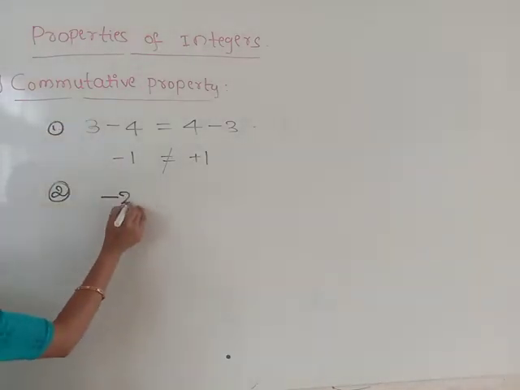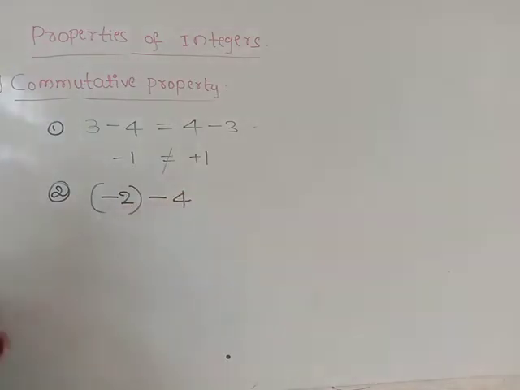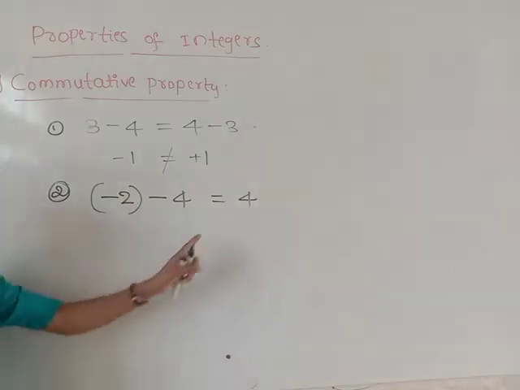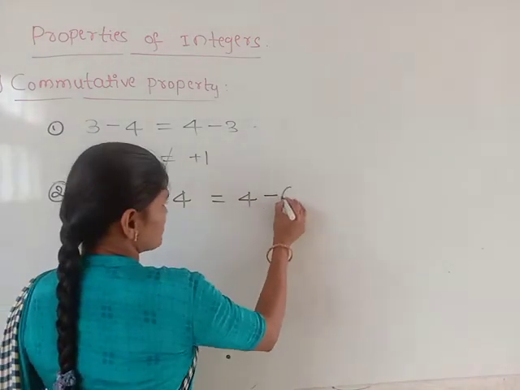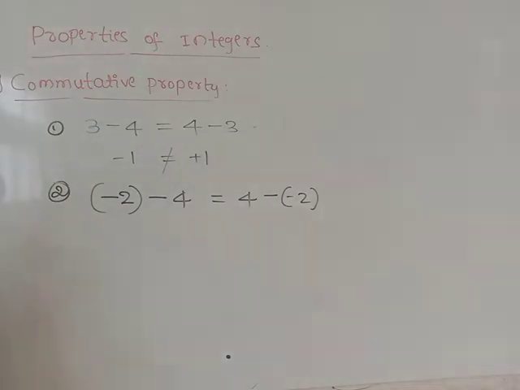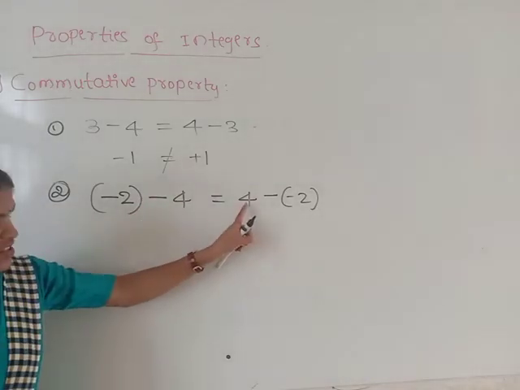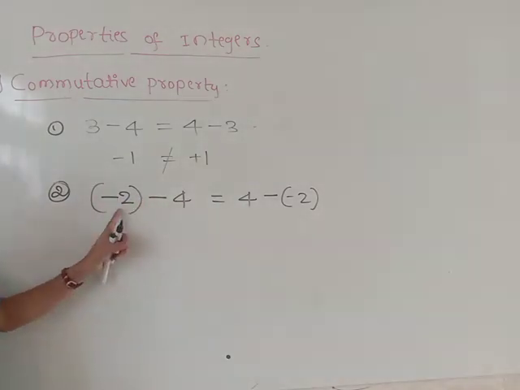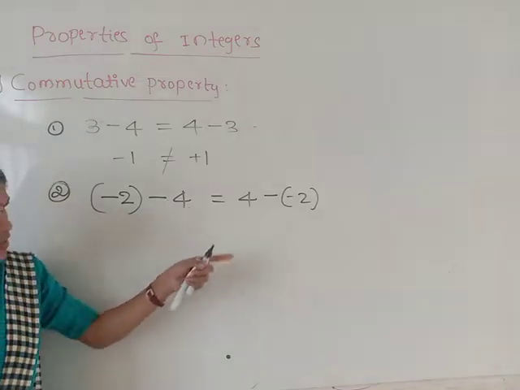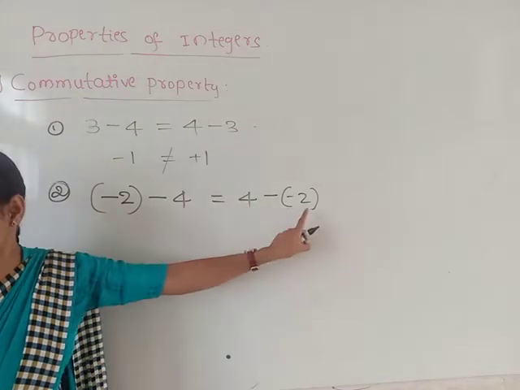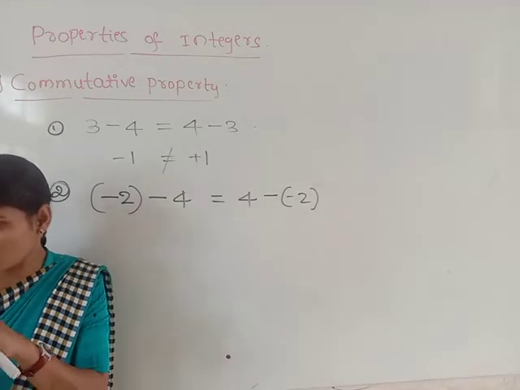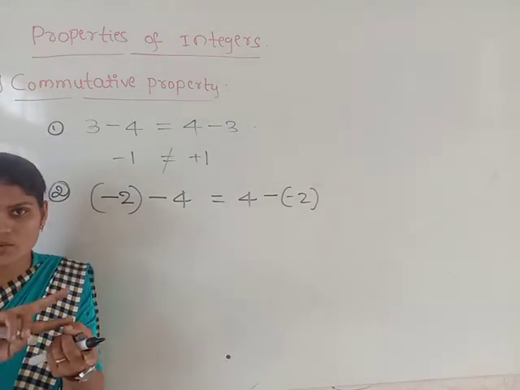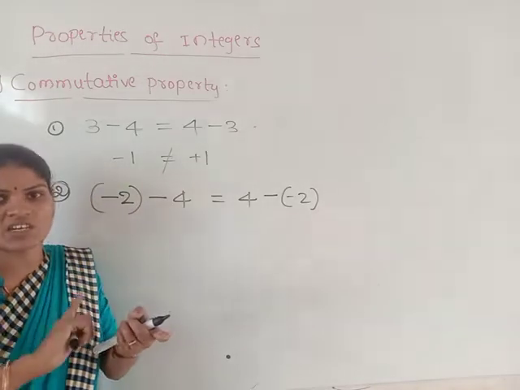Now I will take minus 2 minus of plus 4, that is minus 2 minus 4. Then on this side I will change the order: 4 minus of minus 2. 4 is a positive integer and minus 2 is a negative integer. I have just changed the order of the numbers. Minus 2 I have taken first and plus 4 second; here plus 4 first, then minus 2 next. I just changed their places.